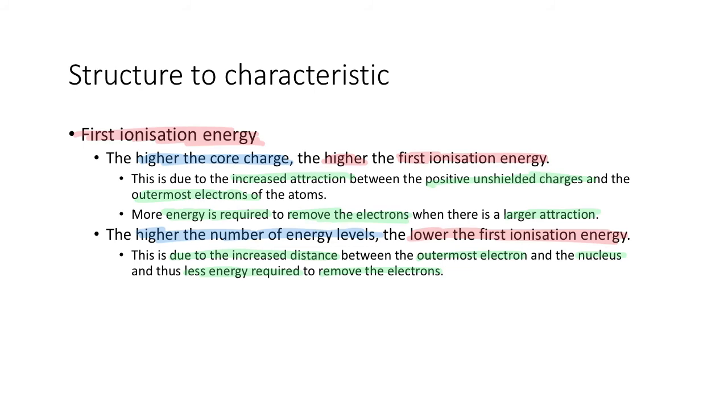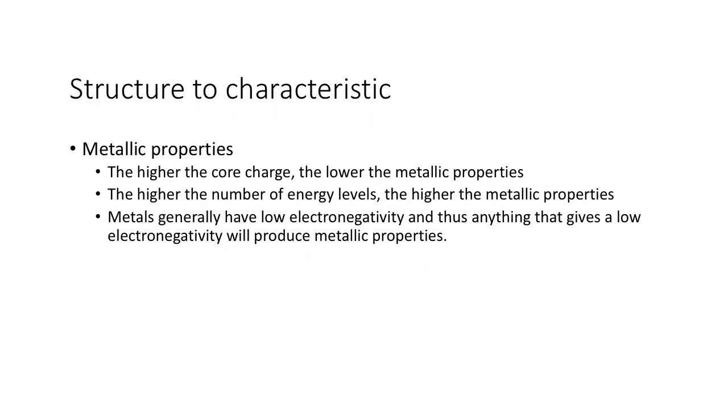And then finally, metallic properties. Now, metallic properties don't really have ways to describe them. They're just how metallic something is, which means that they conduct electricity or they're malleable, things like that. We'll be learning about metallic properties later. But the idea is that the higher the core charge, the lower the metallic properties. That's why as you move towards the right of the periodic table, they become less metallic. The higher the number of energy levels, going down the periodic table, the higher the metallic properties.